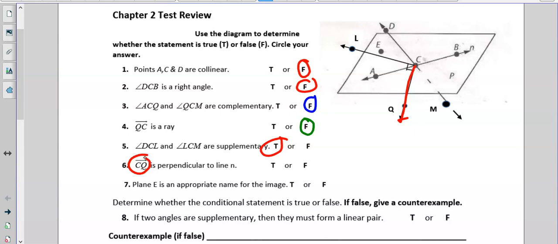CQ, okay, so that's this ray right here, CQ, and notice, like I said previously, that's the proper way to name a ray. Is CQ perpendicular to line N? Well, line N is also AB or CA or any of these. That's line N. CQ is not perpendicular to that line. Okay, CQ is perpendicular to CL because of that right angle symbol, but not to line N.